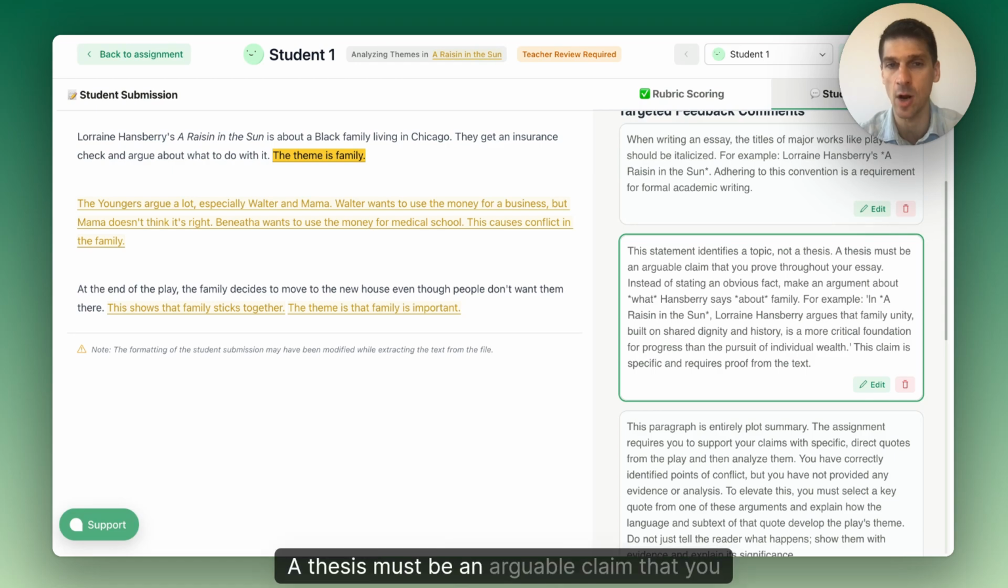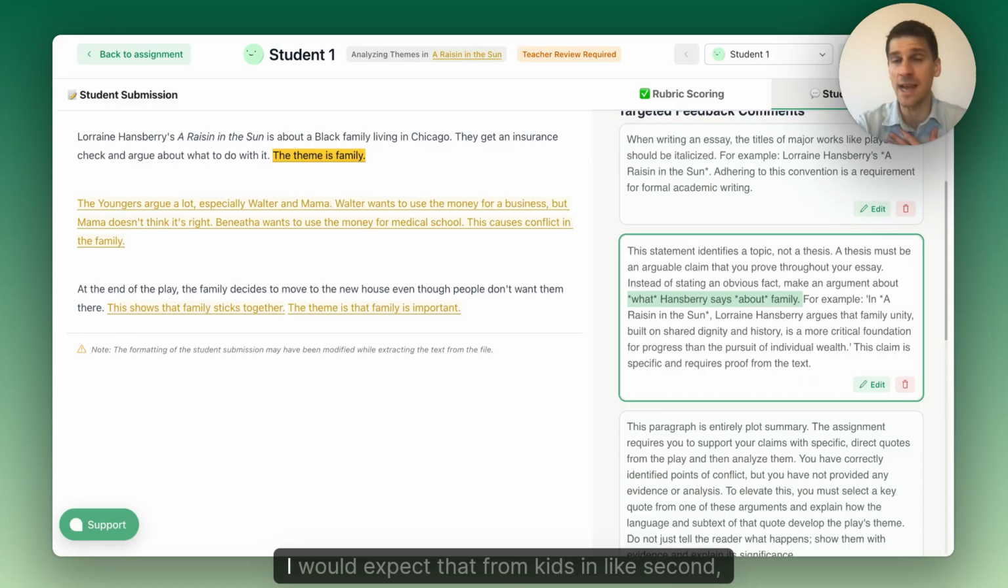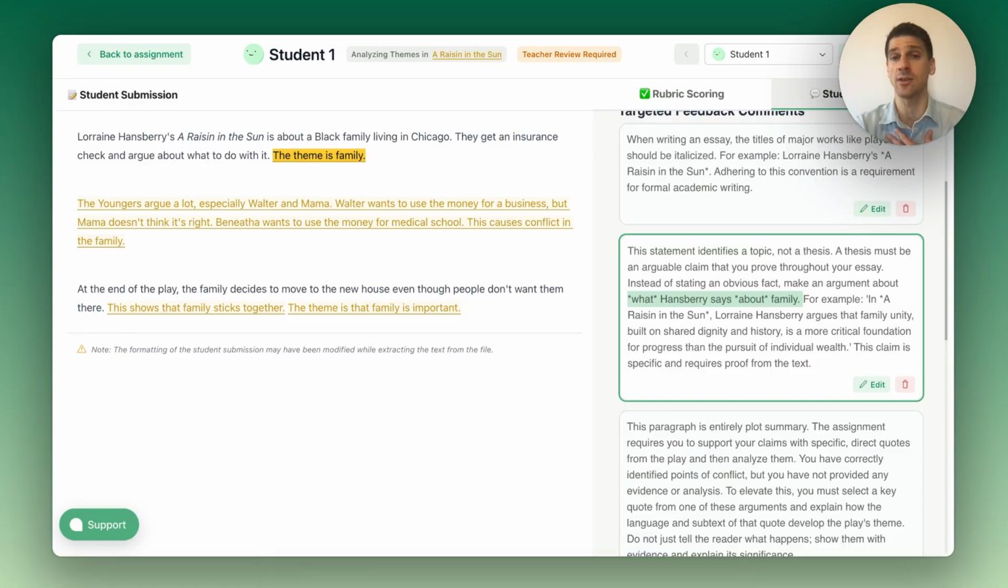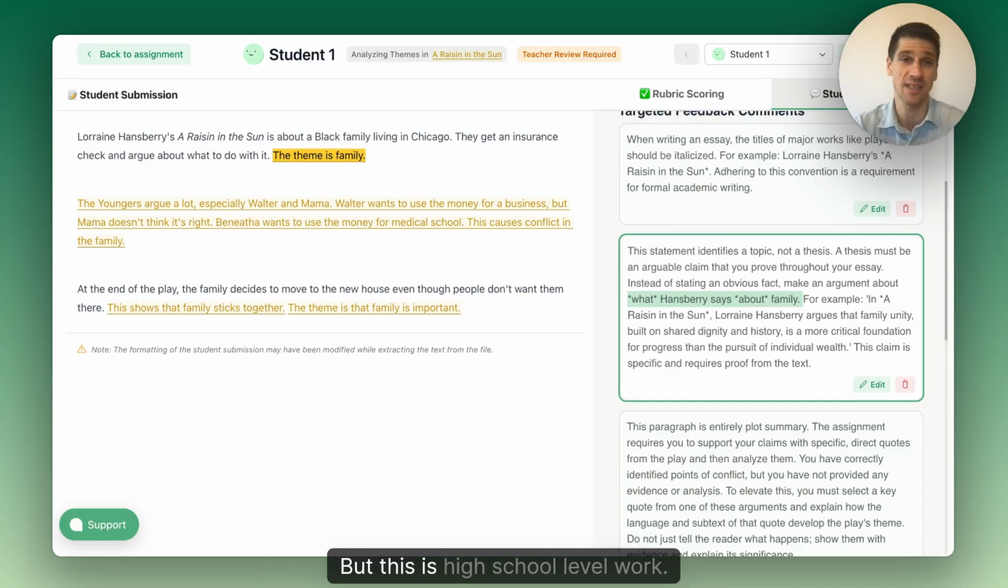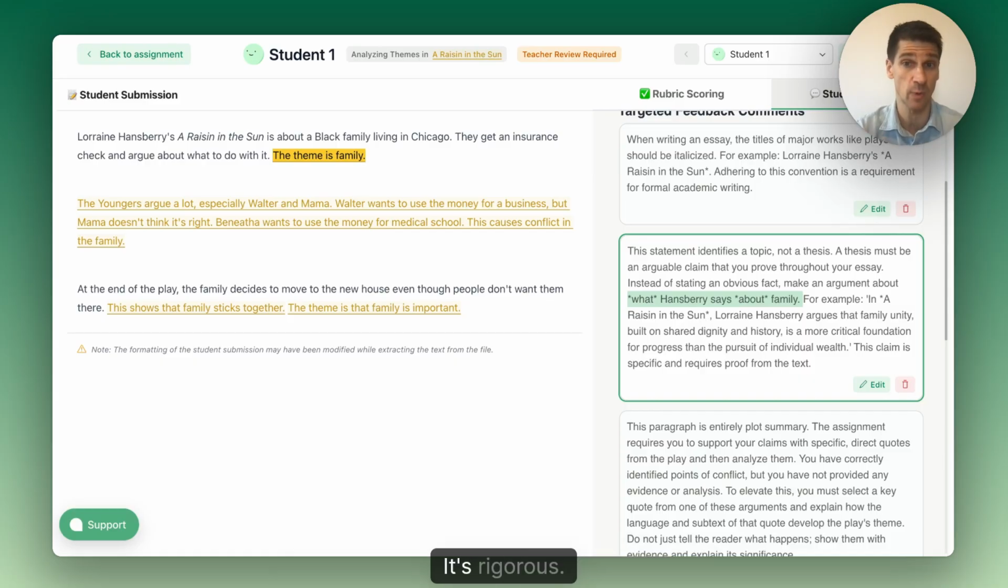A thesis must be an arguable claim that you provide throughout your essay. Instead of stating an obvious fact, make an argument about what Hansberry says about family, right? So it's deeper. The theme is family is very basic. I would expect that from kids in like 2nd, 3rd, 4th, 5th grade. But this is high school level work. So saying the theme is family doesn't quite do it. They have to make an argument about what the author says about family. So this is great AI feedback, and you can see it in the targeted style. It's rigorous. That was the other part of the selection that I chose.